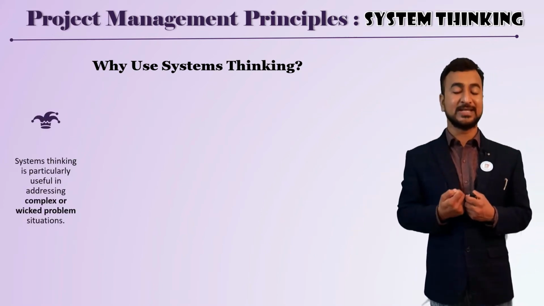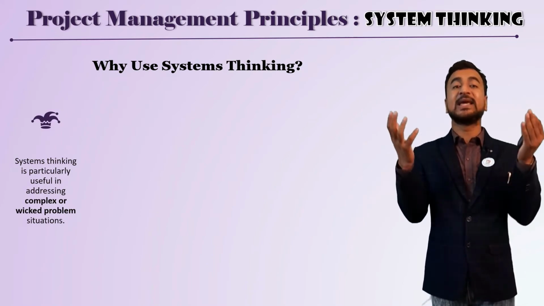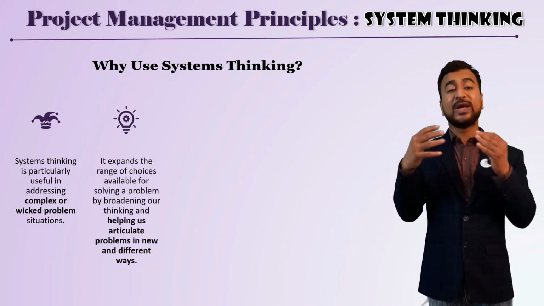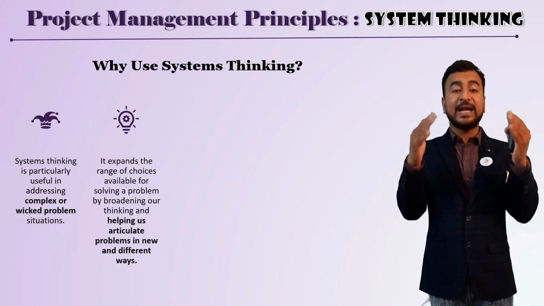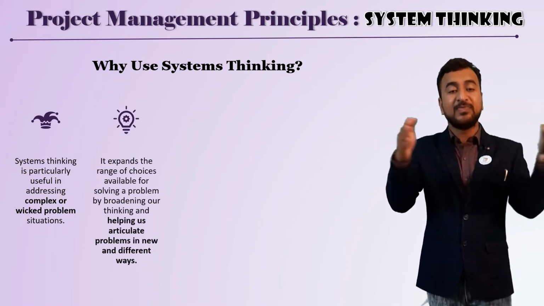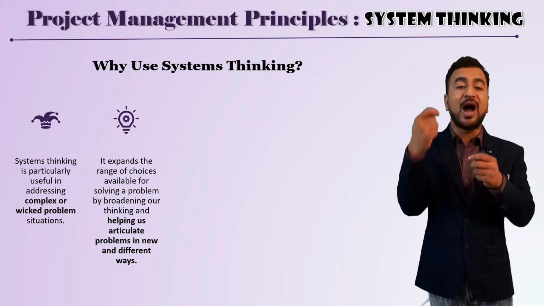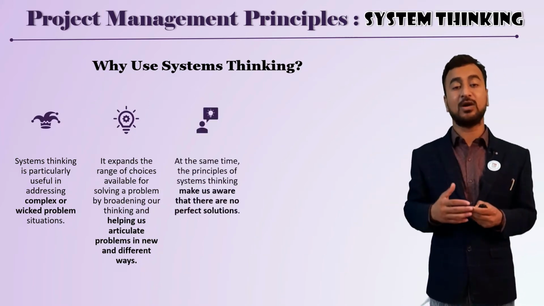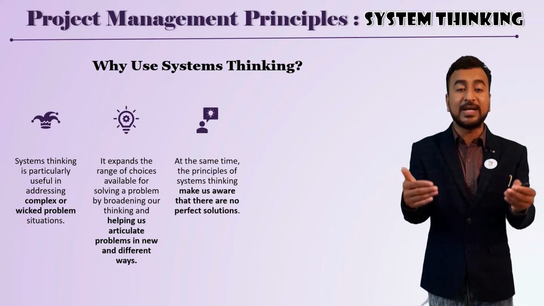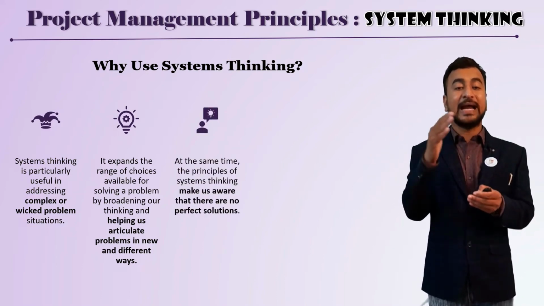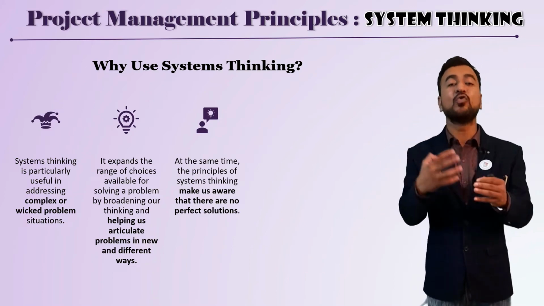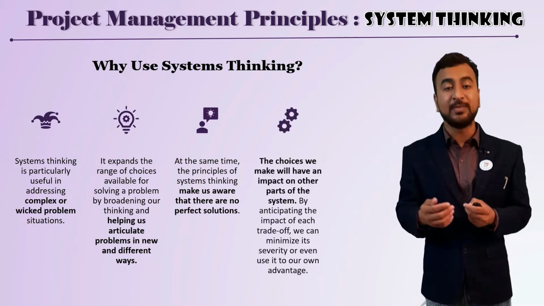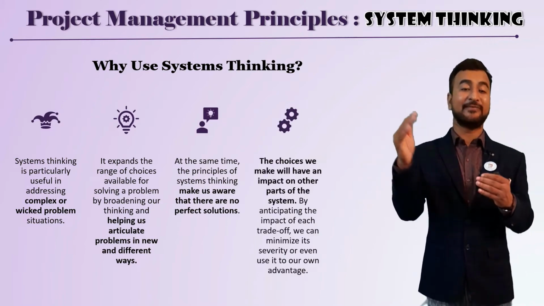Now, why do we use systems thinking? Systems thinking is used to solve complex or wicked problems, and it does so by expanding the range of choices available. It helps us articulate the problem in new and different ways, so that we have bigger options available. At the same time, participants in systems thinking become aware that there are no perfect solutions, so we have to adjust with the available solutions and go with an optimum solution. We cannot wait indefinitely.